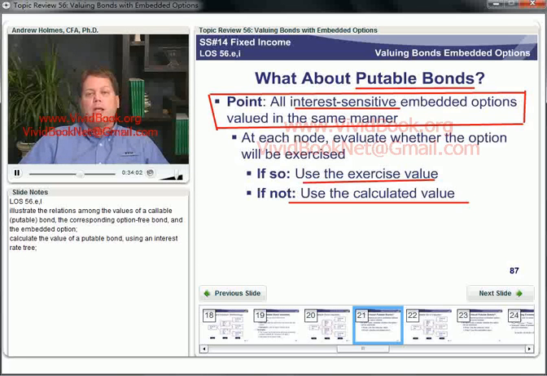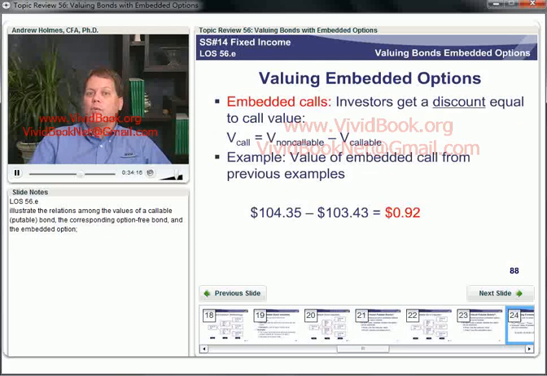All right, now what have we done? We've looked at this bond, 7%, 2 years. We had the same binomial interest rate tree. The only difference between those two values that we calculated was that one of them was callable and one of them wasn't. We know the value of the non-callable bond was 104.35, the value of the callable bond was 103.43, and the only difference between those two was the existence of the call option. Then, by subtracting one from the other, we can come up with the value of the embedded call.